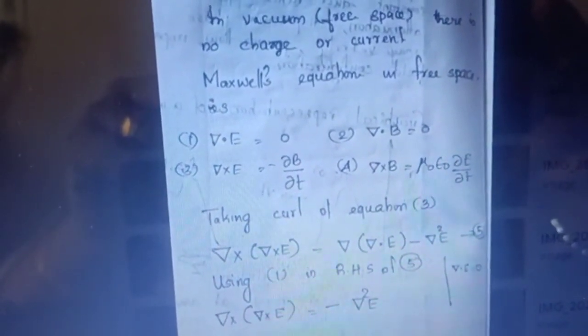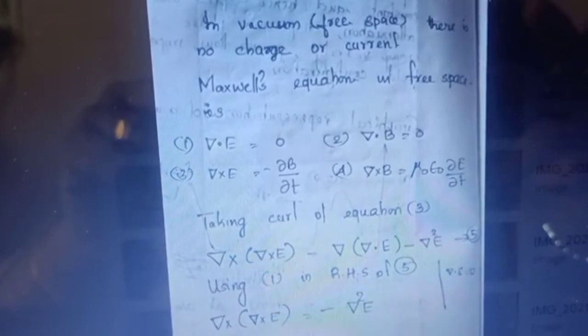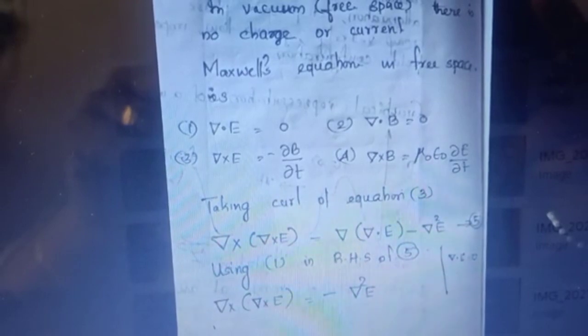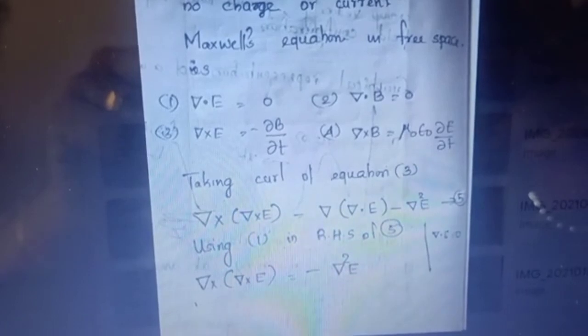Then we have to develop the equation for electromagnetic waves. That means we have to develop the wave equation. Wave equation means a second order differential equation relating space and time. That is, dou square psi by dou t square is equal to 1 by v square dou square psi by dou z square. We have to find a relation similar to this. For that we take the curl of the equation, that is, del cross E.